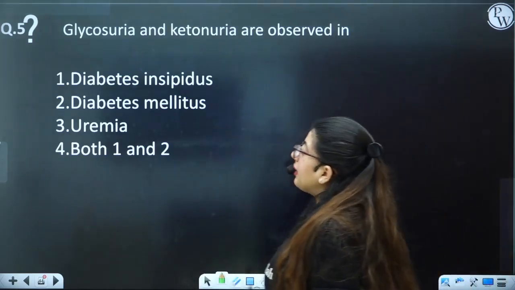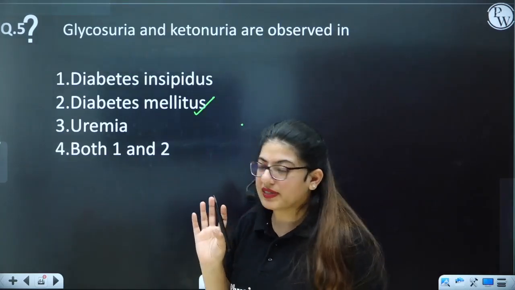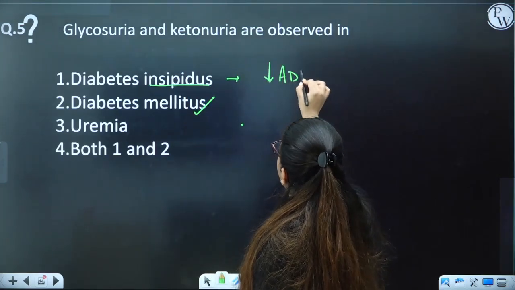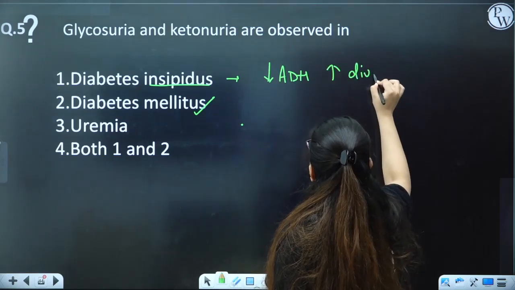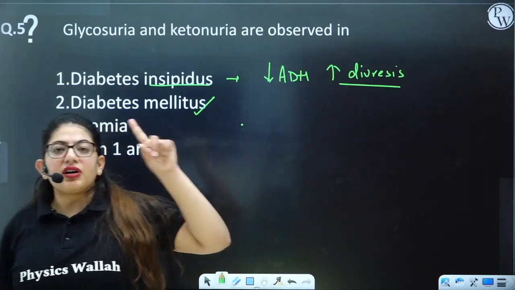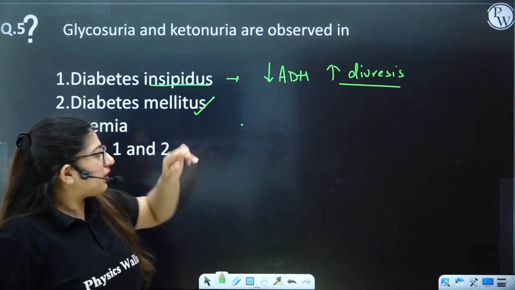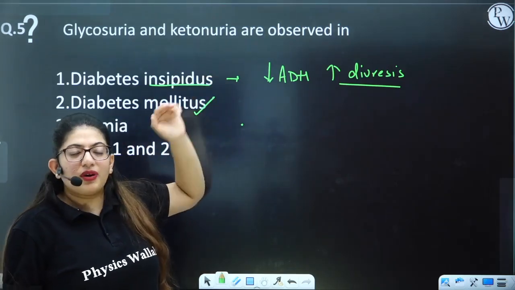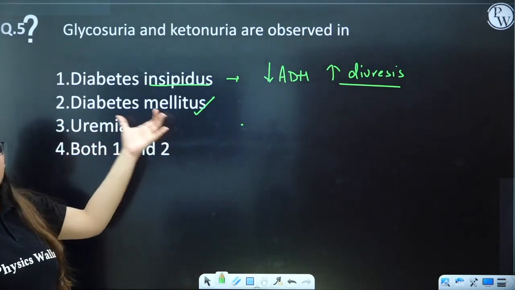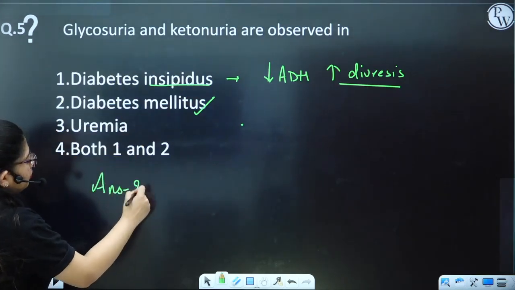Next, glucosuria and ketonuria are observed in diabetes insipidus, diabetes mellitus, uremia, or both 1 and 2? Very simple. Diabetes mellitus is a diabetes that involves glucose and insulin metabolism. Whereas insipidus occurs due to low ADH in the body. As a result, there is more diuresis. So, diabetes has two symptoms. One, excessive thirst and second, excessive urination. These two symptoms are seen in mellitus as well as in insipidus. That's why both are known as diabetes. But glucose metabolism is involved in diabetes mellitus. So, glucosuria and ketonuria are seen in mellitus. Answer 2.